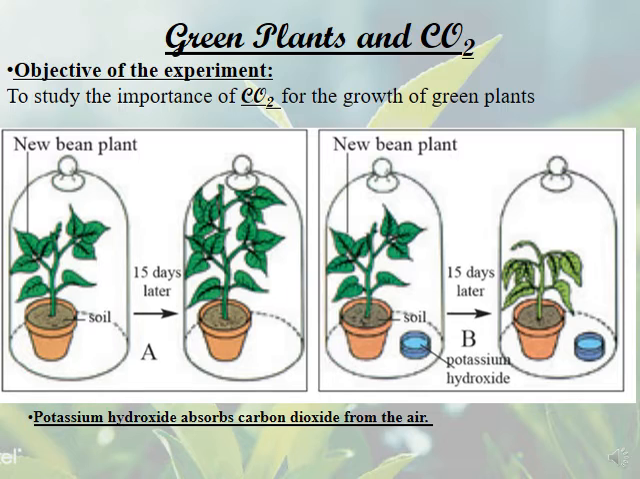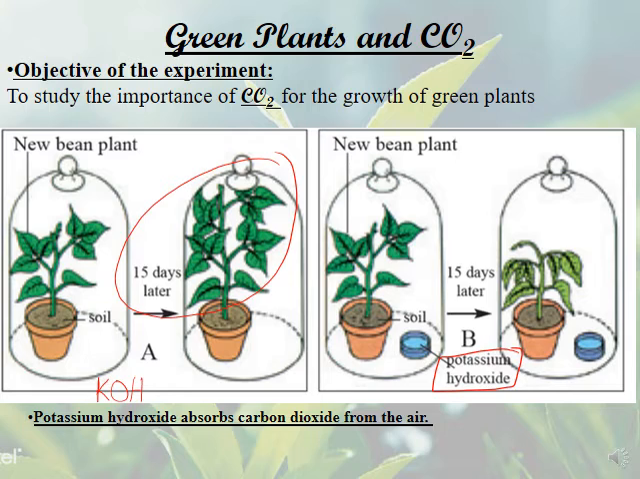So we have the plants 15 days later. This bean plant grows normally, grows tall, and it's green in color. However, in plant B, it was the same conditions, but we have here potassium hydroxide. What is the role of potassium hydroxide? Potassium hydroxide has the symbol KOH, capital K, capital O, capital H.